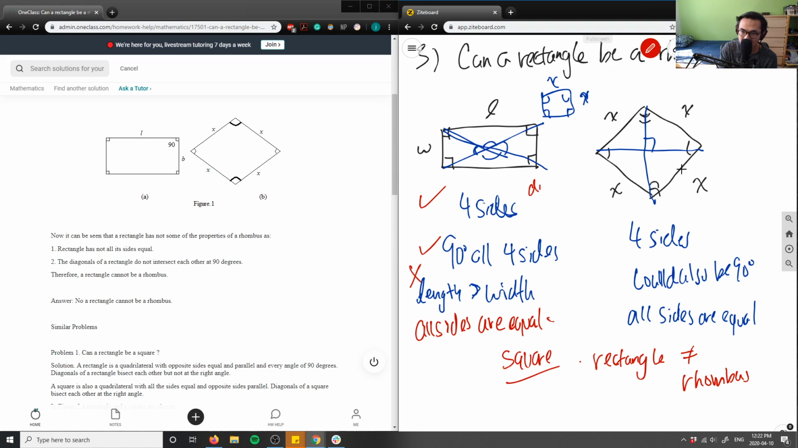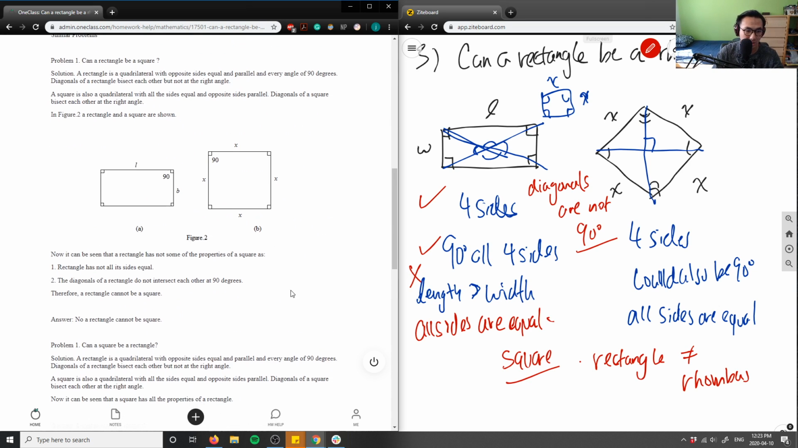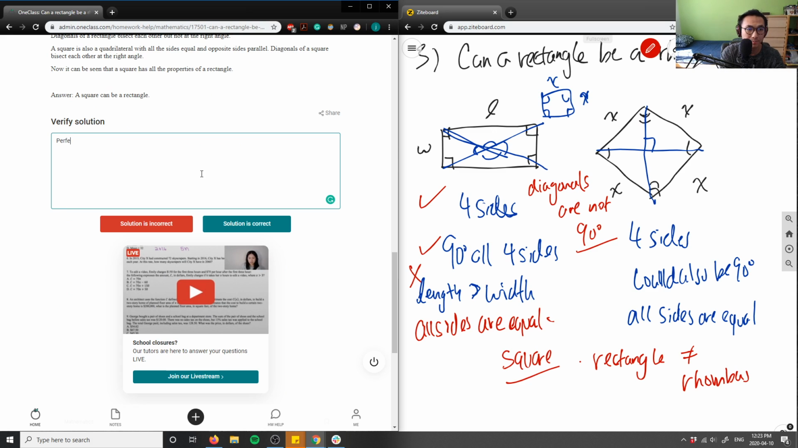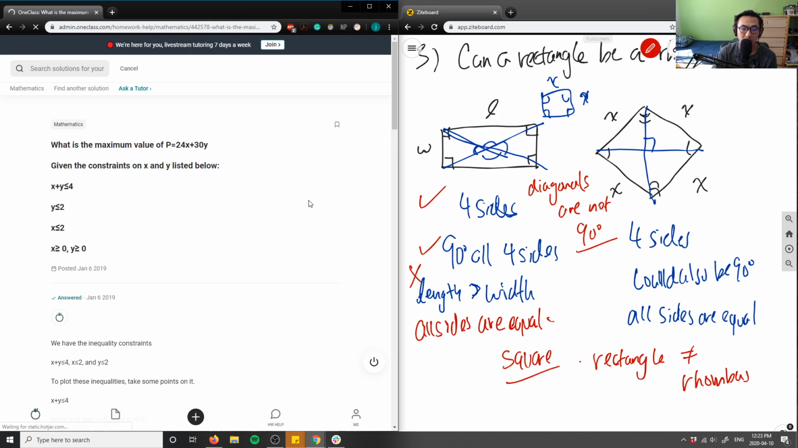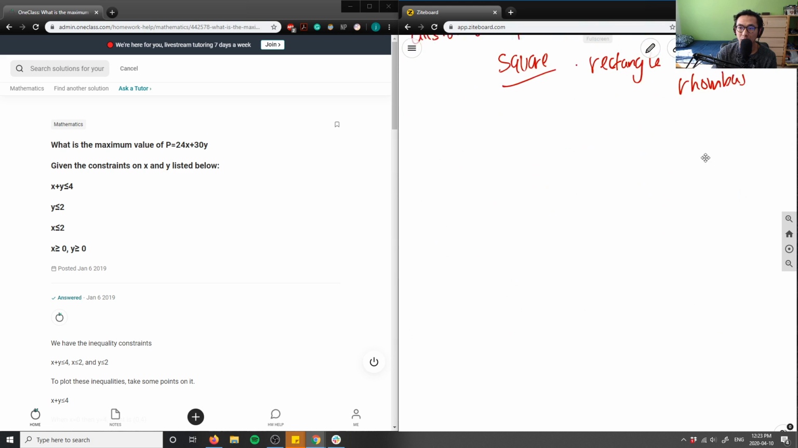So the diagonals are not 90 degrees. That's also another property that I didn't actually talk about, but they used that to support their argument. Totally fine. That's even better. I actually had a better answer than I did because I only proved it by sides, but they proved it by diagonals as well. So therefore, a rectangle is not a rhombus. This here is a perfect solution. So I'm going to say here, perfect solution and great analysis. So the solution is correct. Sweet. Okay, that's awesome. That's number 3.